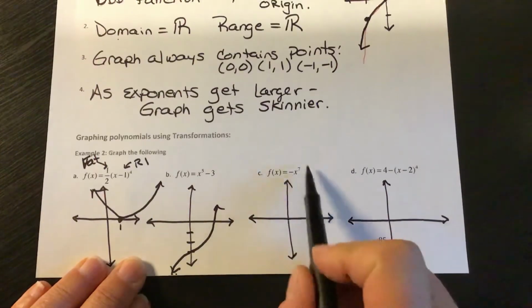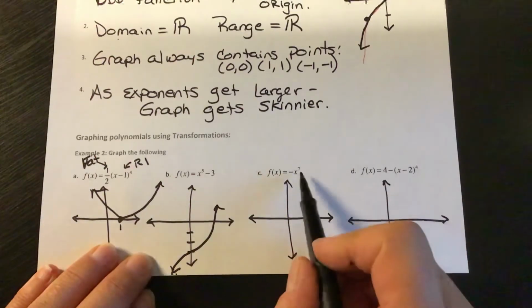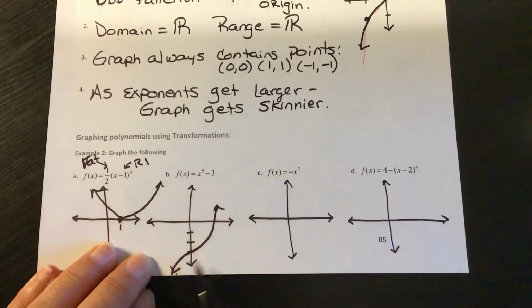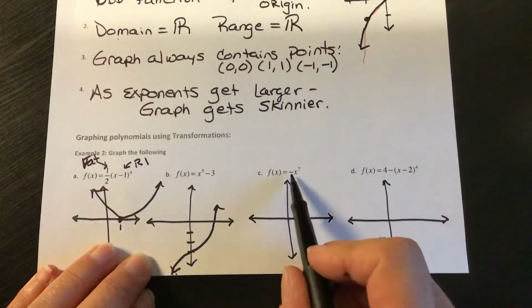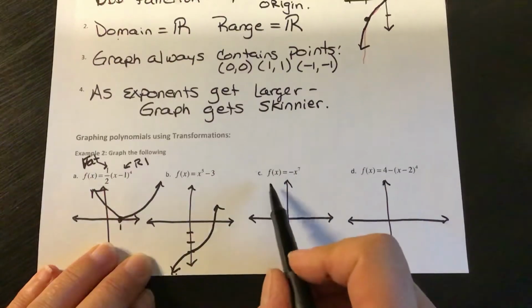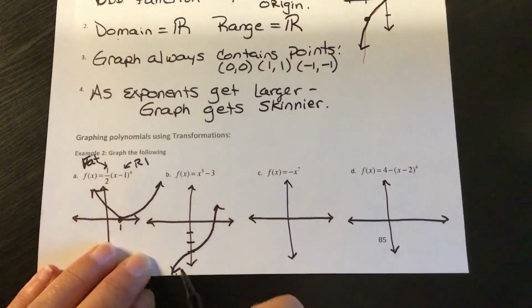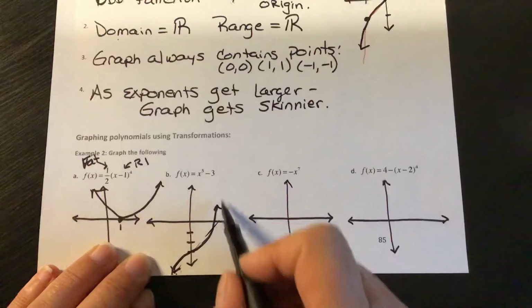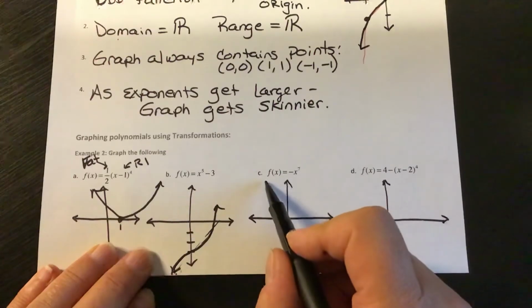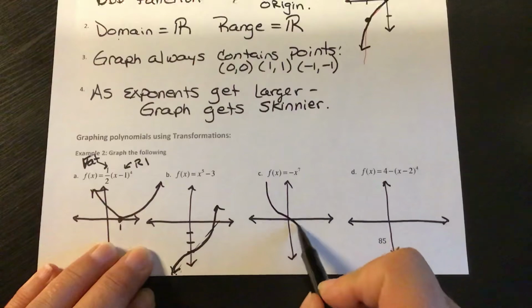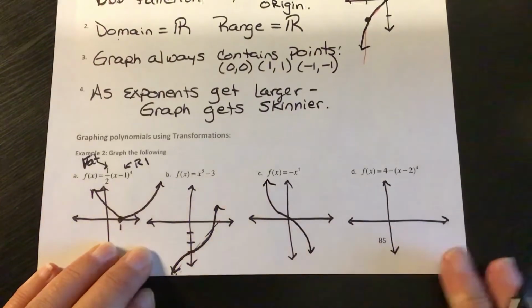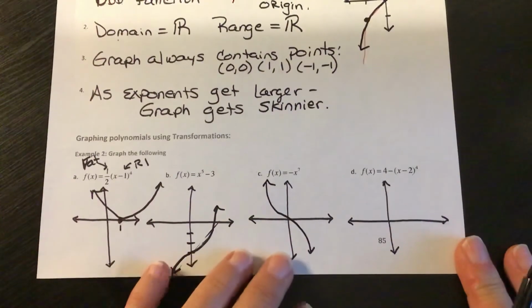If I have negative x to the 7th power, this is going to be odd. Okay, so it's going to look like this, except we're going to flip it over the x-axis. So instead of going up and then turn the corner, we're actually going to come down, turn the corner, and then go back down. Okay, that's just a reflection.